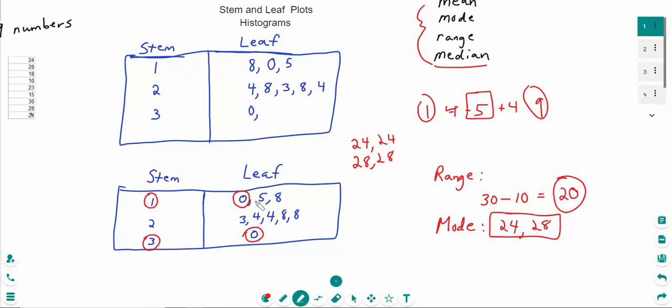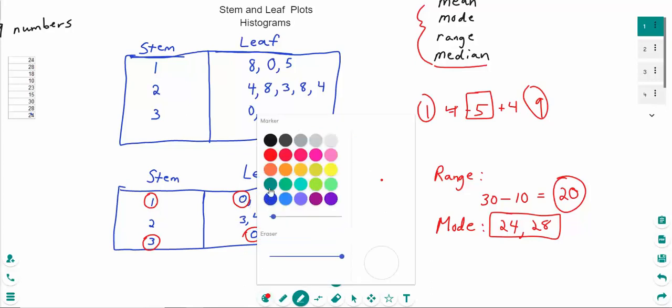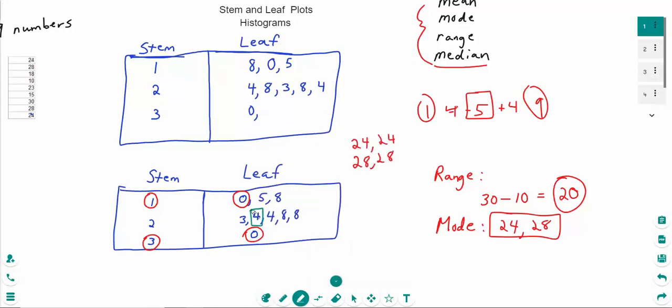And so we just count. We go 1, 2, 3, 4, 5. So the middle leaf number is right here, the 4. So we put that with its stem, and we know then that the median is going to be a 24.